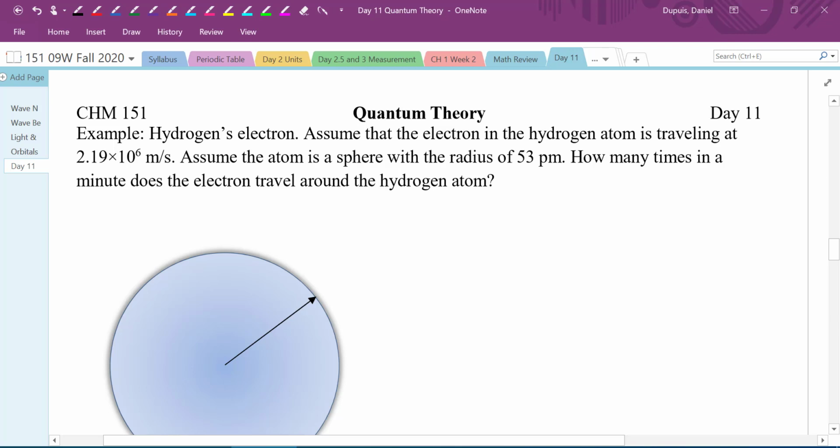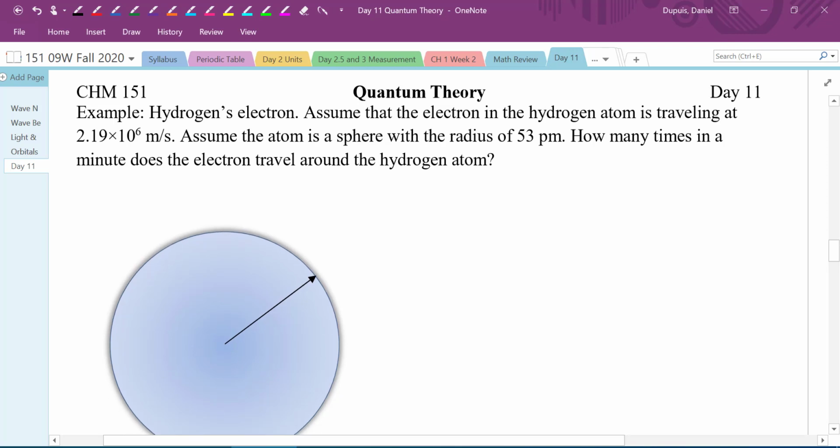Okay. So if this is a hydrogen atom and this is 53 picometer radius, I think it says, yes, 53 picometers, and the electron's traveling at 2.19 times 10 to the 6 meters per second, which is less than 10% of the speed of light, which is good, right? That's the H atom.